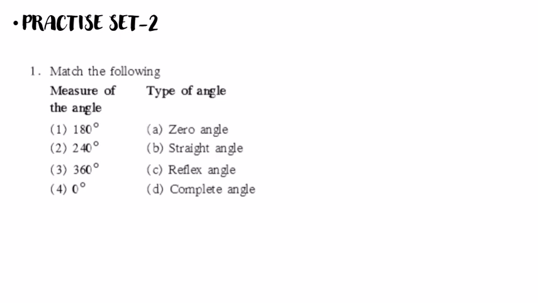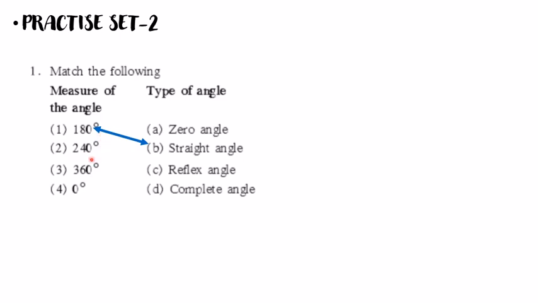First question is match the following. Now here the measures of the angles are given and we need to match them with the type of angle. Let's start. First is 180 degrees. Do you all remember what is the name of the angle with the measure 180 degrees? Yes, it is a straight angle.